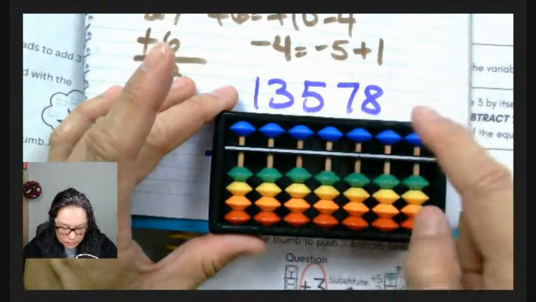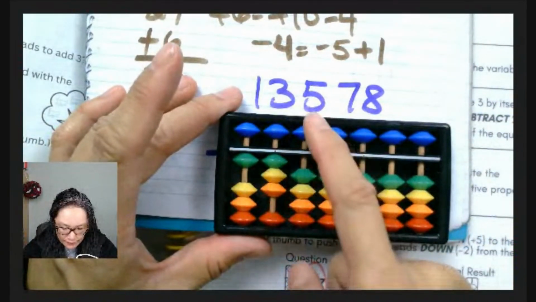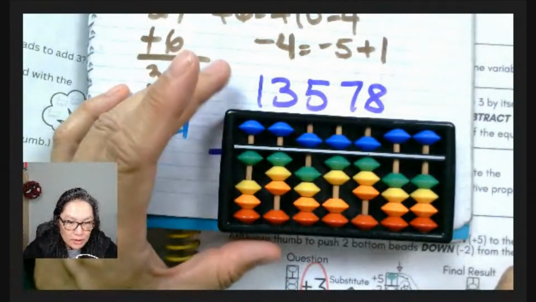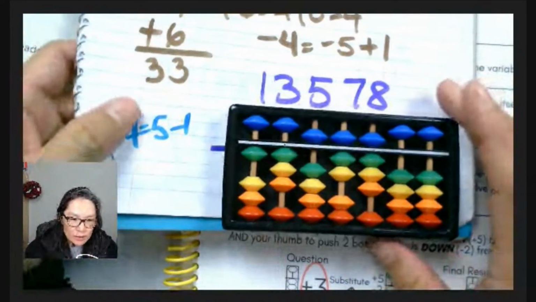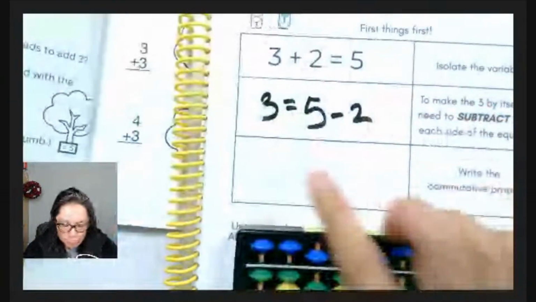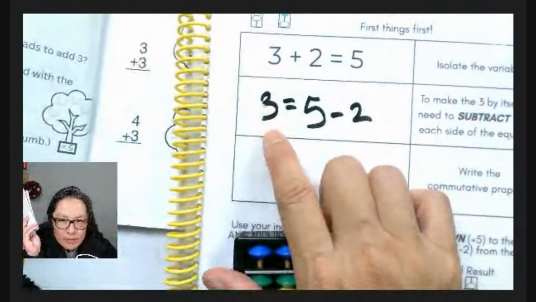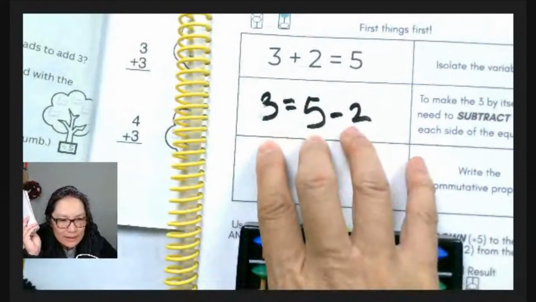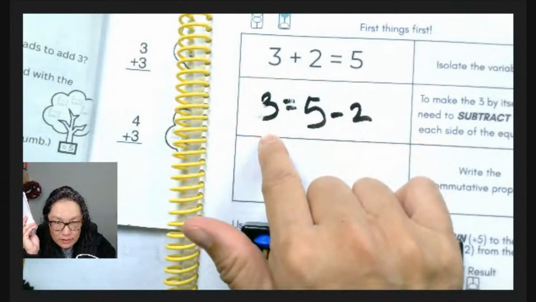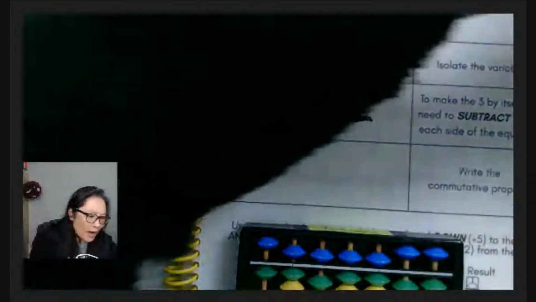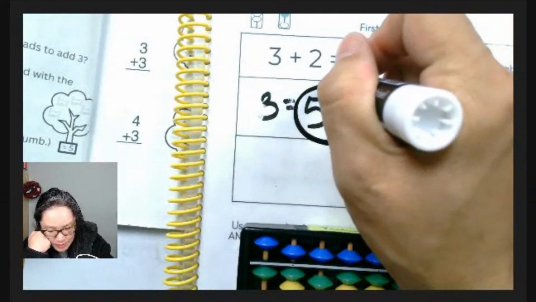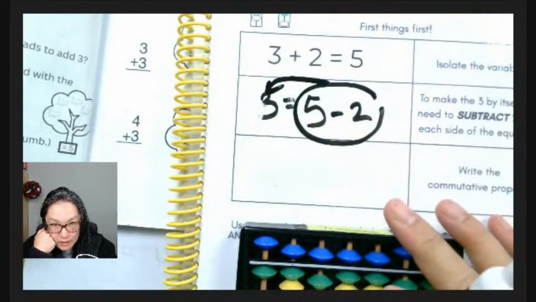We do 1, 3, 5, 7, 8, right? Are you trying to make both sides equal? I am trying to make both sides balanced. So this 5 plus 2 gets substituted into 3.